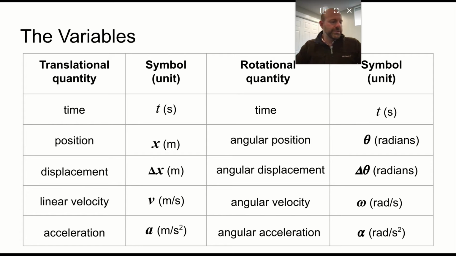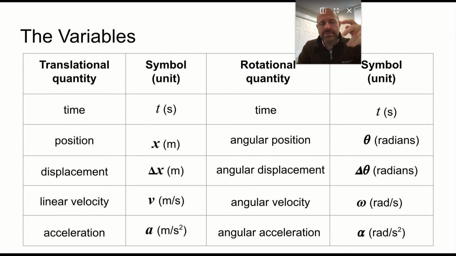The variables that we have to deal with when we're talking about rotation. Now, in translational motion, we had time, position, displacement, linear velocity, acceleration. We know all about those. Time is the same thing, but everything else is slightly different when we talk about rotation. In terms of position, we're not talking about physically moving it through space. We're talking about rotating it some angle. And this is usually given the symbol theta. It is measured in radians.